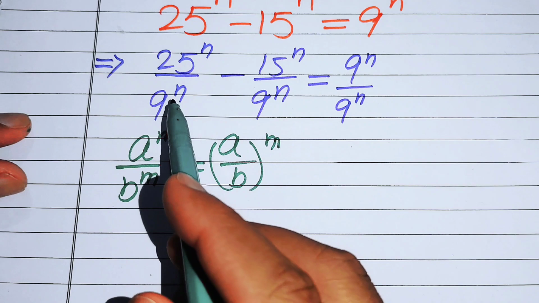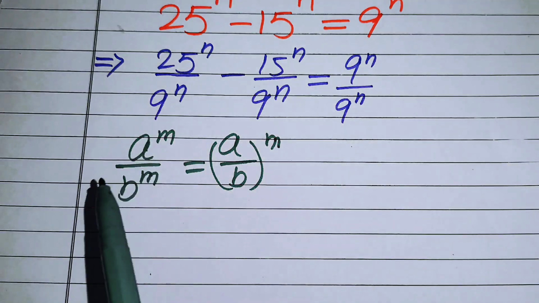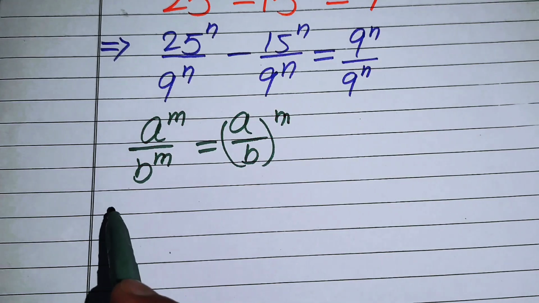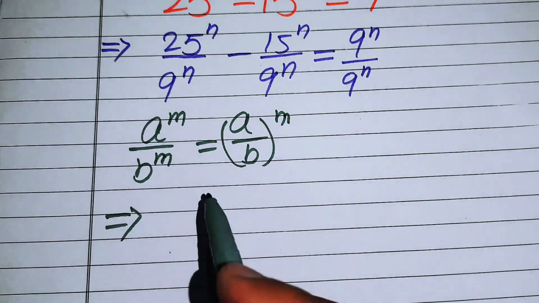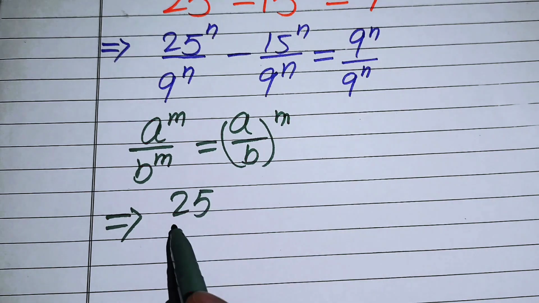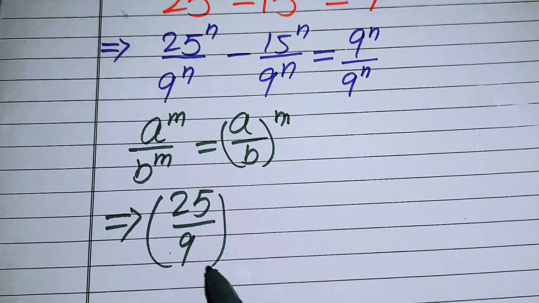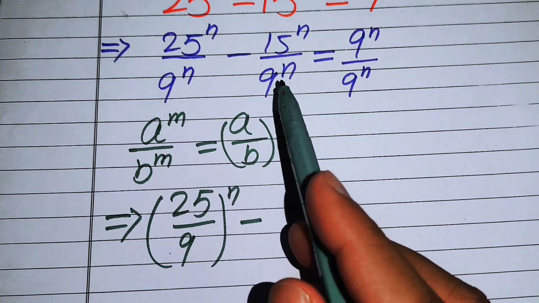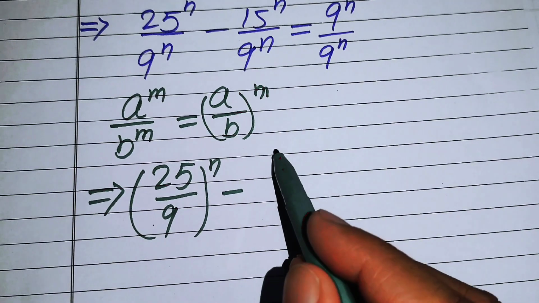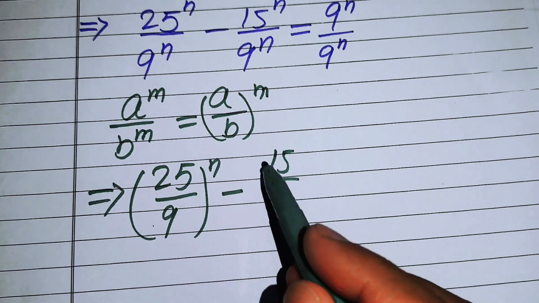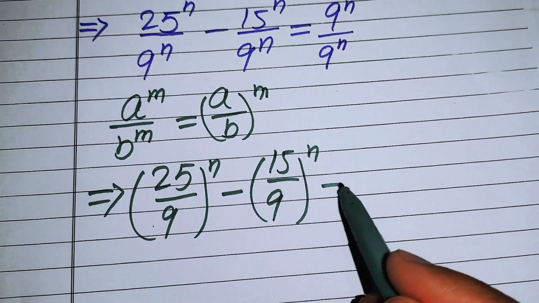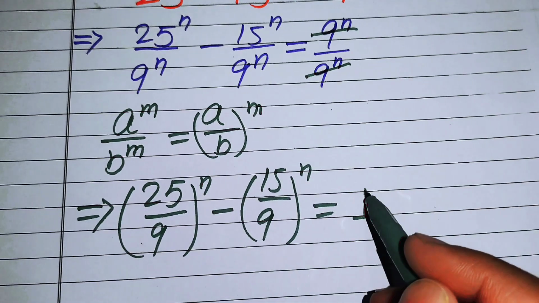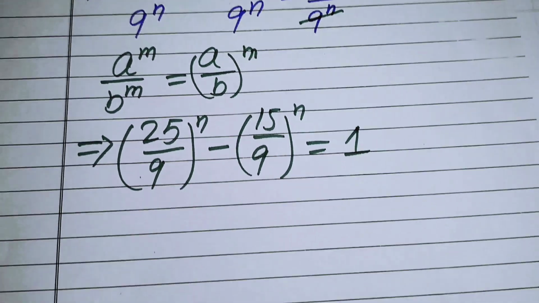If you focus on the left hand side, you have 25 to the power of n over 9 to the power of n, and we combine the exponent of these two terms and write it as 25 over 9 and its whole power n, minus, similarly here we combine the exponent of these two terms, and you get 15 over 9 and its whole power n, and this whole equals, these two cancel each other, and we get 1.